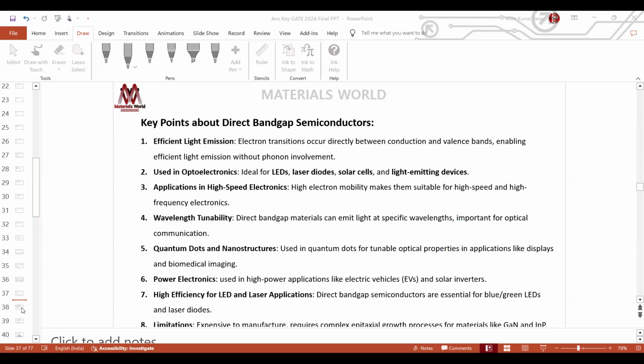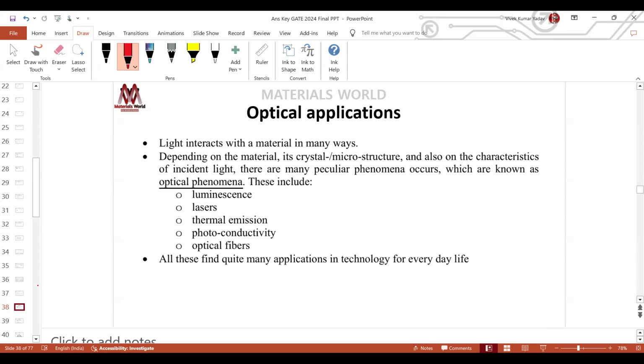Please memorize this. Now the question that was asked is about LED. For LED, which one of them will be correct? To know the LED, you need to know all the important optical applications. We have a typical optical phenomenon that we call luminescence. These are all optical phenomena that we get, depending on the material, the structure, and the type of light that you're putting on it. Laser is also one kind of phenomenon. Thermal emission, photoconductivity, optical fibers: these are all phenomena, and based on each phenomenon there are a few applications.